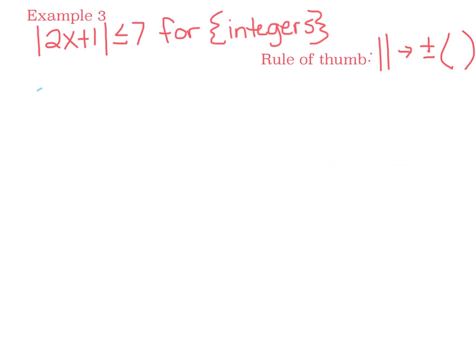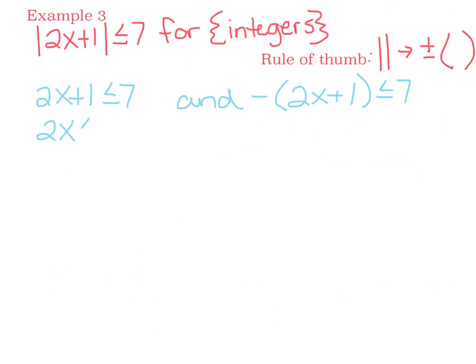I'm going to take positive 2x plus 1 is less than or equal to 7 and negative parentheses 2x plus 1 is less than or equal to 7. Make sure you put it in parentheses so that you negate both parts of it. All right, solving the left side here, that's easy. We've got 2x, and then we're going to take away 1, less than or equal to 6. X is less than or equal to 3.